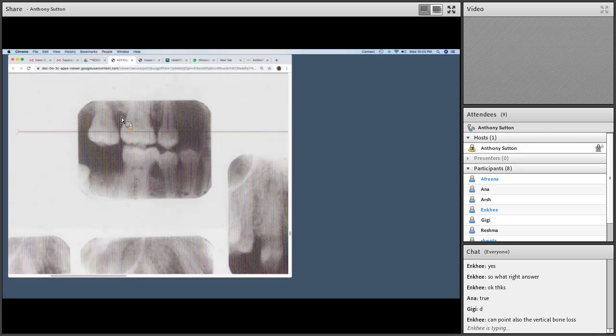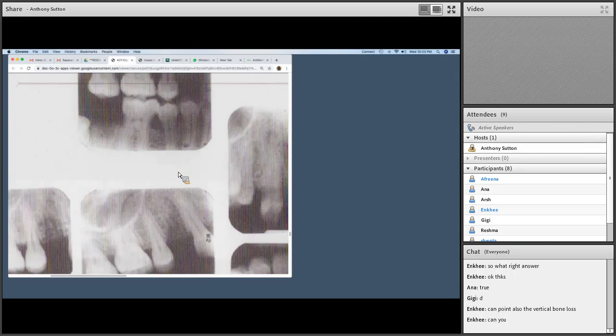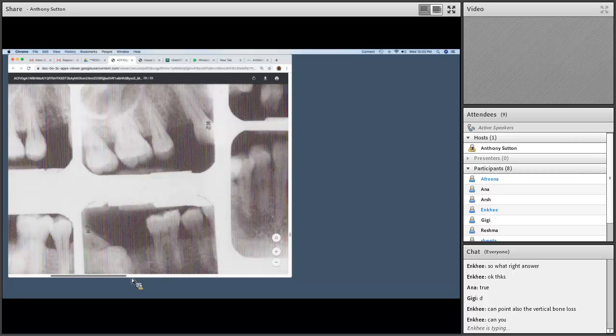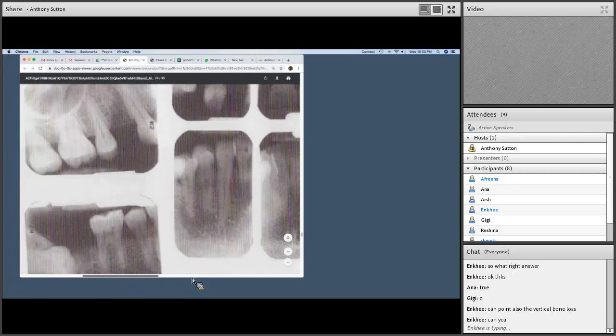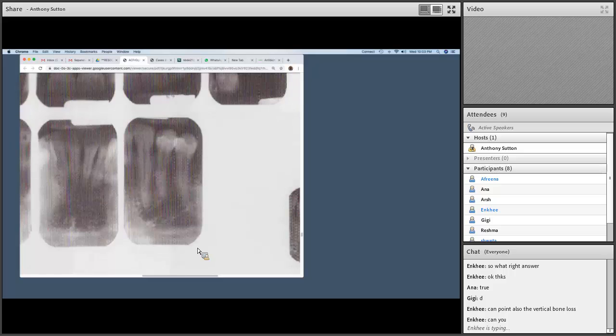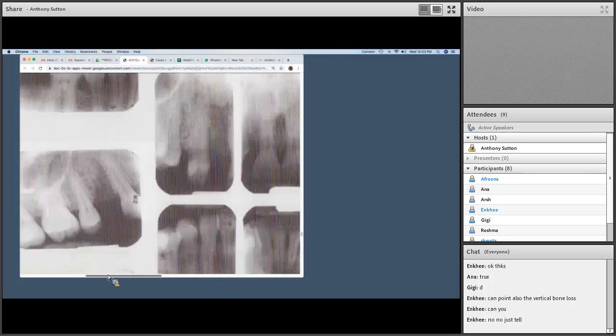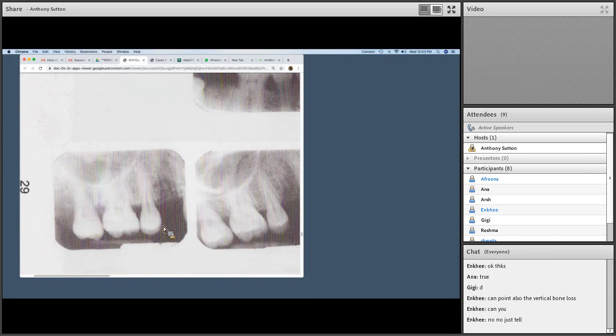A crater defect just means that there is a divot. The bone goes up along the root surfaces of the teeth, but when you get towards the papilla, you have a loss of bony structure. Can I point to vertical bone loss? I don't see any on this x-ray. Let me look around. Give me a second. There's no significant evidence of vertical bone loss.